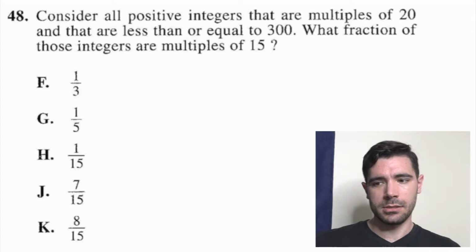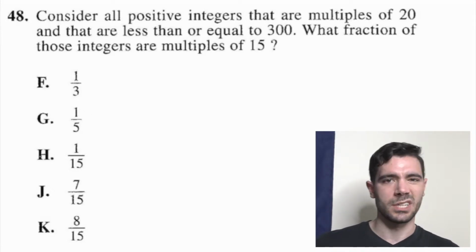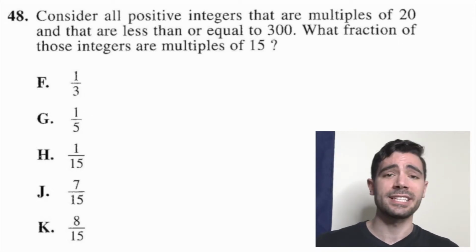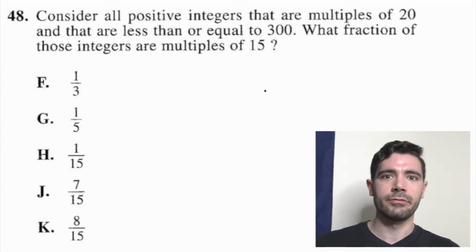It reads, consider all positive integers that are multiples of 20 and that are less than or equal to 300. Okay, I'm considering it. What fraction of those integers are multiples of 15? Alright. But how many multiples of 20 are there that are positive and are less than or equal to 300? Well, you could think of it as there's 5 every 100, right?